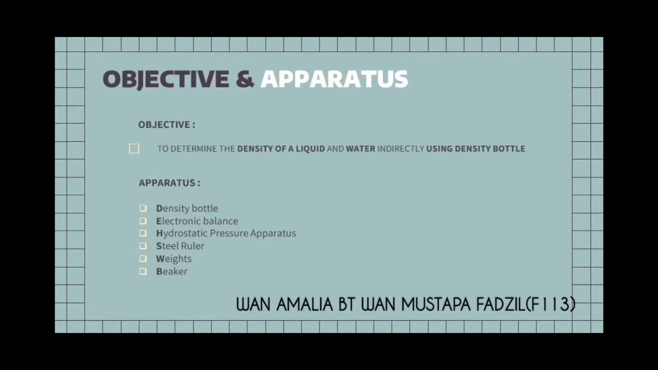The objective for the first method is to determine the density of a liquid and water indirectly using a density bottle, and it uses 6 apparatus, which are density bottle, electronic balance, hydrostatic pressure apparatus, steel ruler, weights, and beaker. Continue with me to explain the procedure for the density of fluid using the density bottle method.